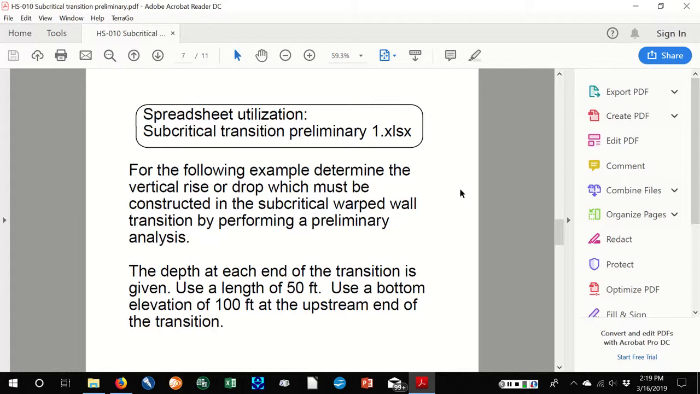There is a spreadsheet which has been prepared. It's called the Subcritical Transition Preliminary 1 Excel spreadsheet. For the following example, determine the vertical rise or drop which must be constructed in the subcritical warped wall transition by performing a preliminary analysis. The depth at each end of the transition is given. After you get the approximate length of the transition, use a length of 50 feet and a bottom elevation of 100 feet at the upstream end of the transition.